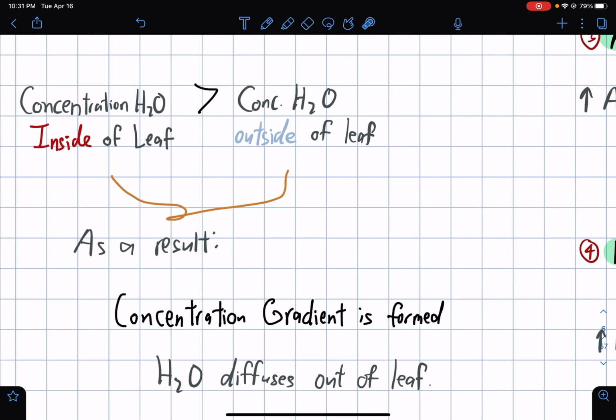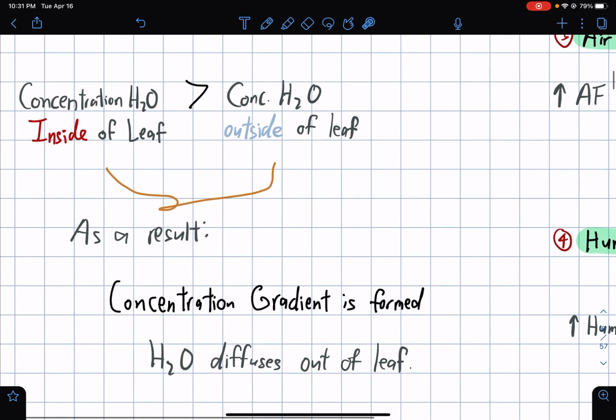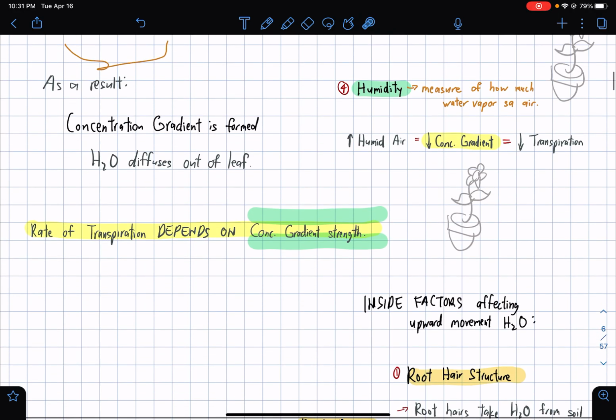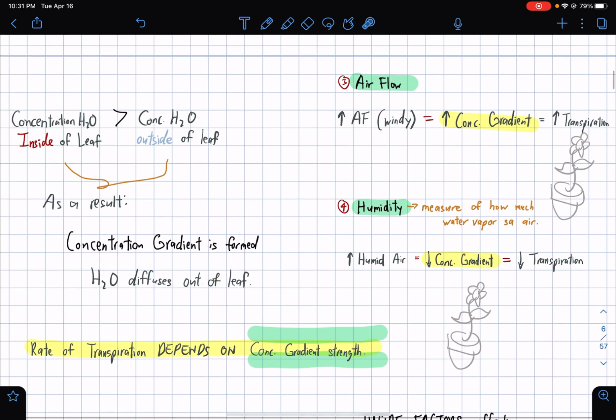I'm glad I wrote it down so that it's more understandable. The concentration of water inside versus outside usually contrasts. From there, a gradient is formed. There's a natural tendency for the diffusion of H2O out of the leaf. And that's the main point of transpiration.